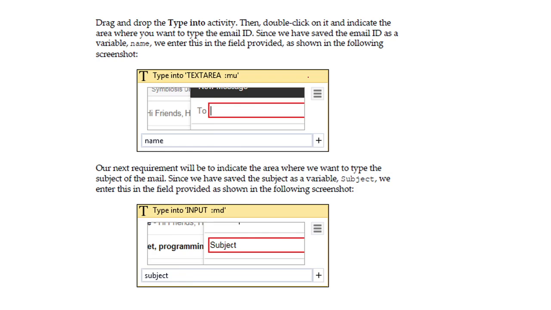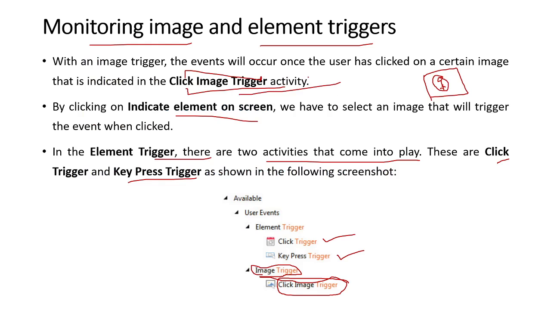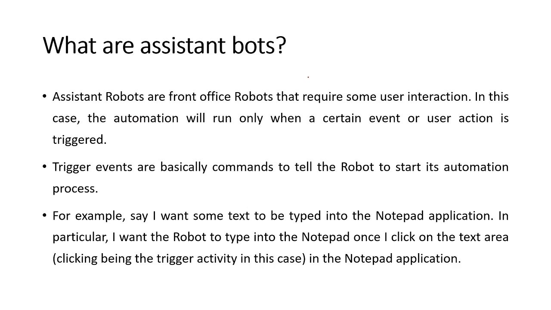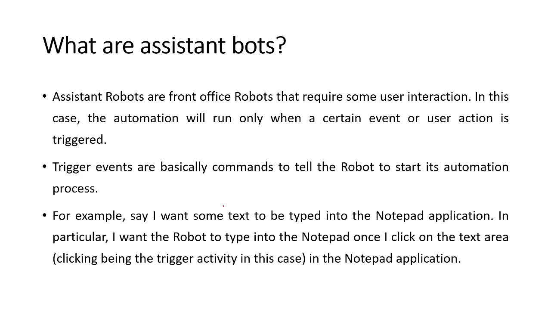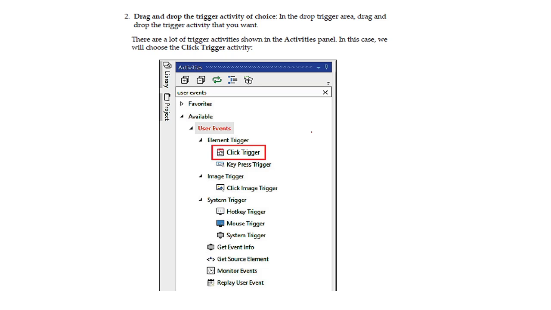Finally, I will conclude this session with just a recall. What we learned is how we are able to handle user events like click event, click image trigger events, key press event triggers. We learned about assistant bots also, and we took a simple example to understand what assistant bots actually mean. In the coming class, as I said, we shall go with a little more complex example so that you will better understand the concept that we learned in today's class.